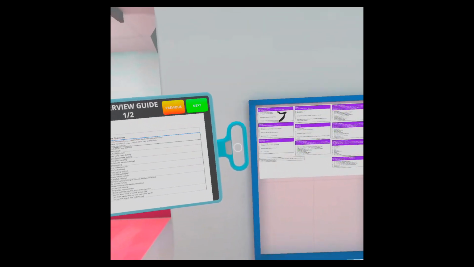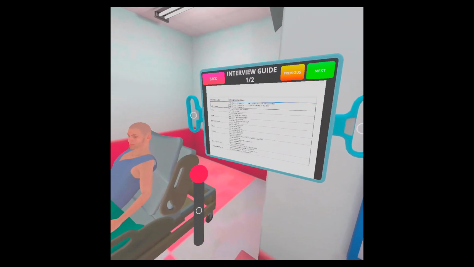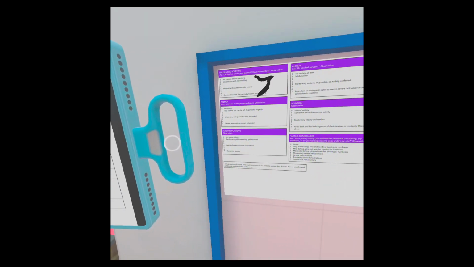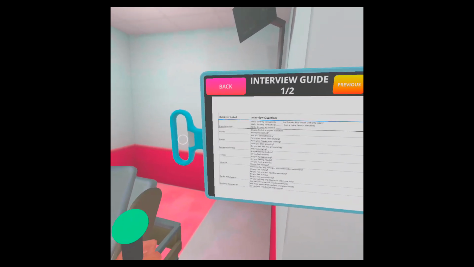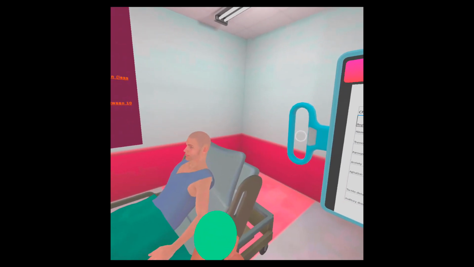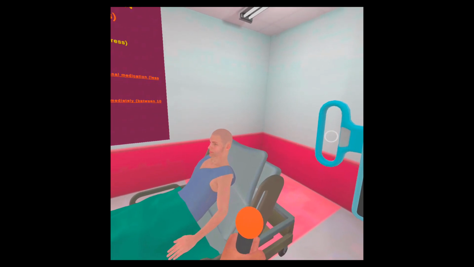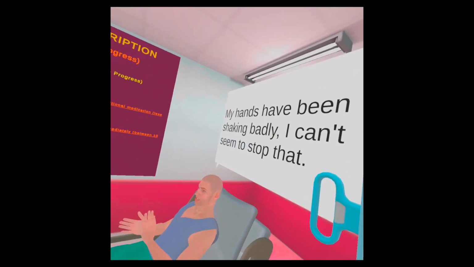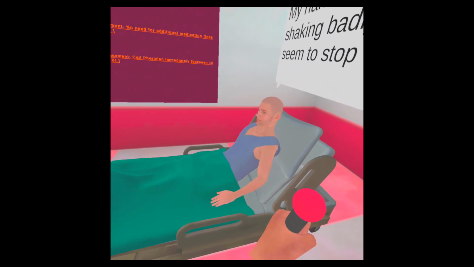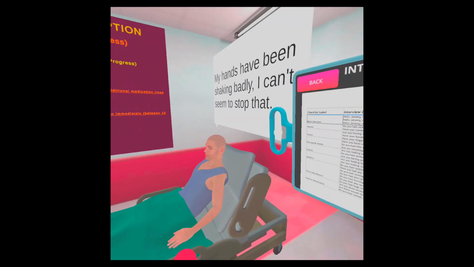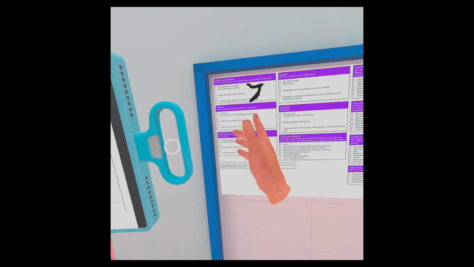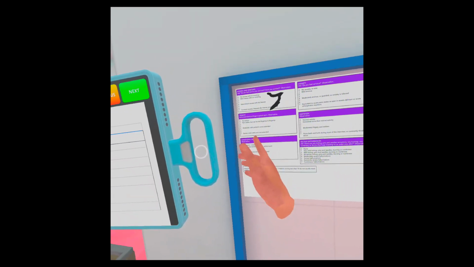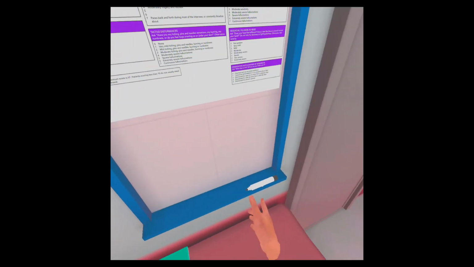And I know that anything that's over 10 is going to warrant contacting the physician. So my next criteria is tremor. So I can look here on tremor. Are you having tremors? My hands have been shaking badly. I can't seem to stop that. And I can observe that the patient has some problem with his hand shaking. They're shaking badly. I look at tremor, somewhere maybe between moderate and severe, so I'm going to say a 6.